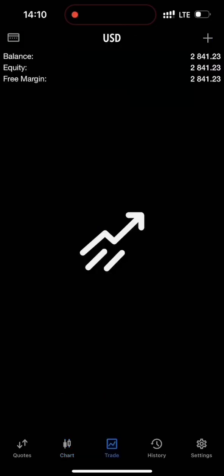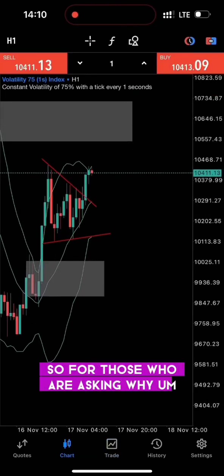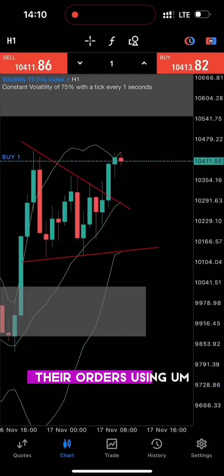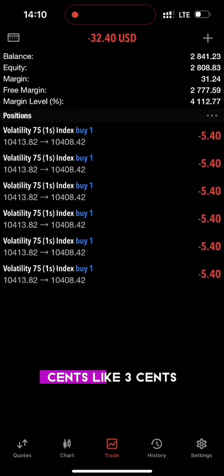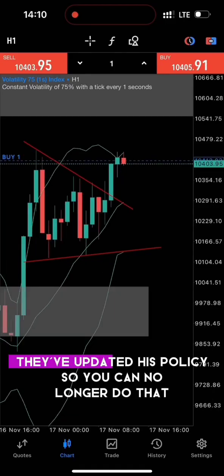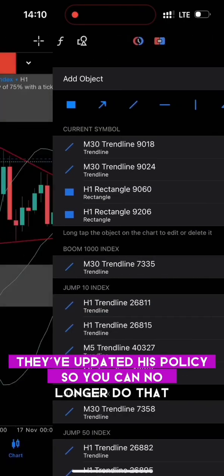For those who are asking why Deriv no longer accepts their orders using cents, like 3 cents, 12 cents: as of 1 November, Deriv updated its policy, so you can no longer do that.